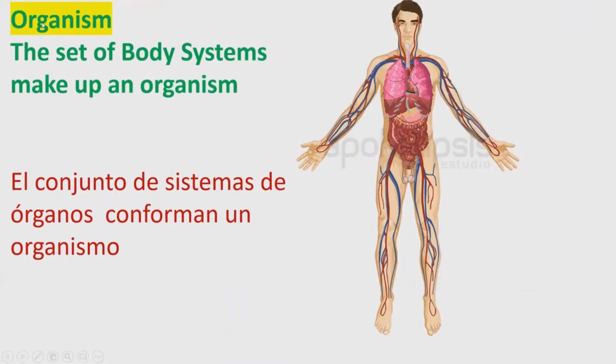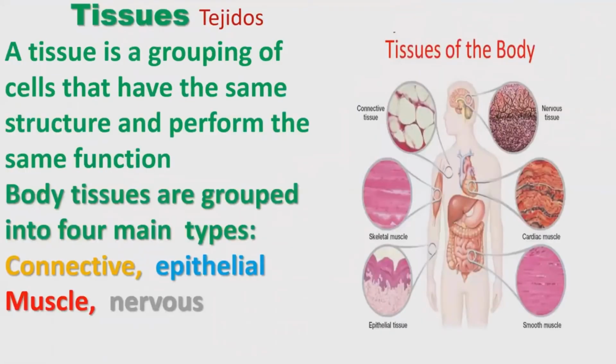The set of body systems makes an organism. Now we're going to see the tissues in a little more detail.